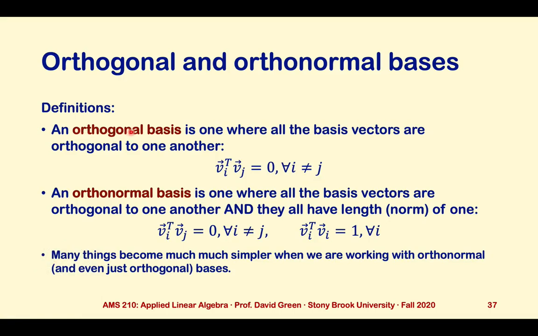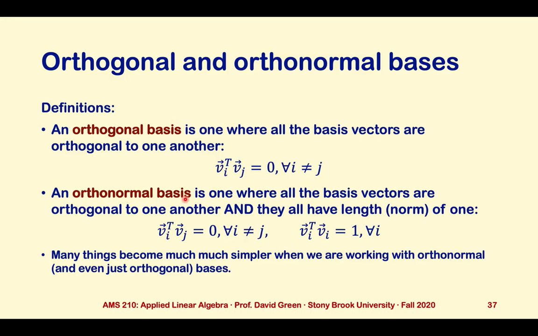An orthogonal basis is simply a basis, that is, a linearly independent spanning set for a vector space, where all of the elements of that basis are orthogonal to one another. That is, the dot product of Vi and Vj is equal to 0 for all pairs.